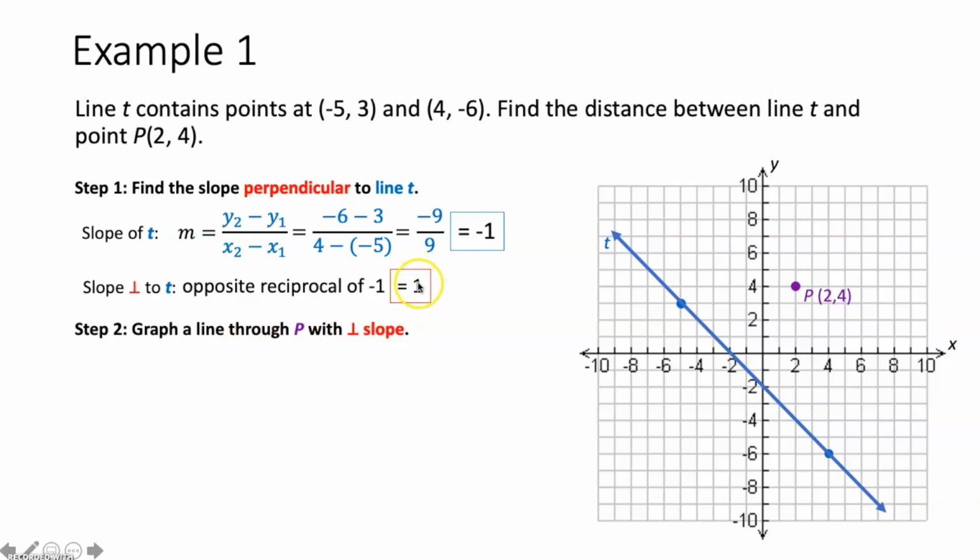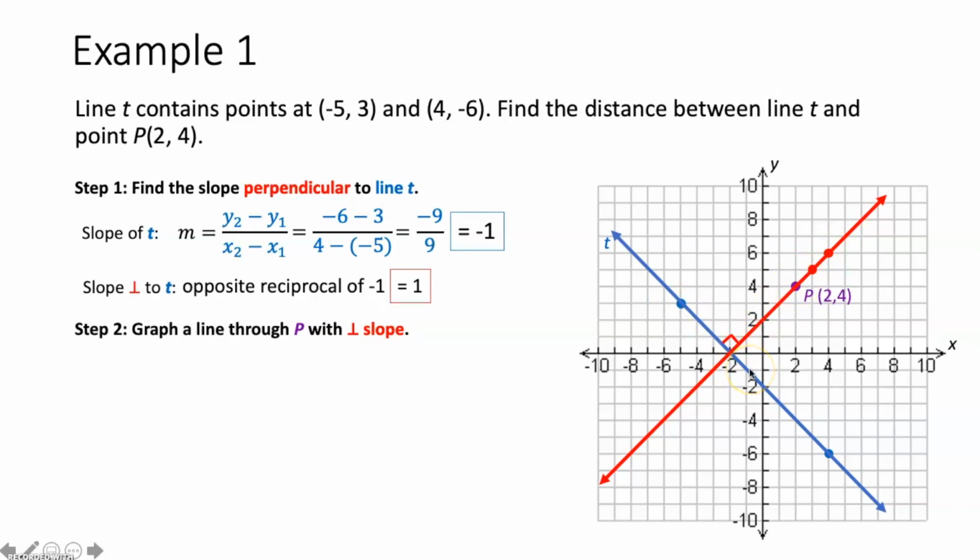So if our perpendicular slope is 1, we get a line going through P that uses that perpendicular slope of 1. So from P, we're going to go up 1 over 1, put a point, up 1 over 1, put a point. Draw a line through those points, and we now have created a line that goes through P and is perpendicular to line T.